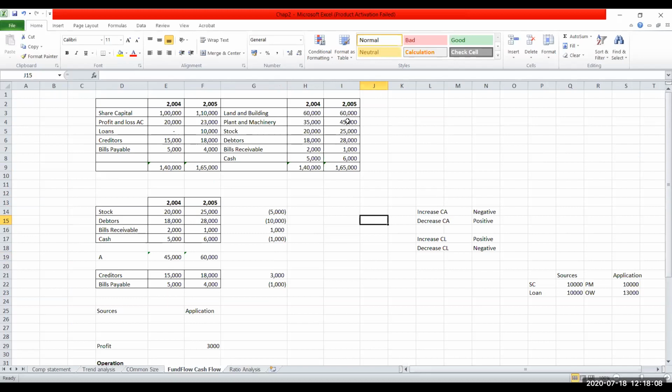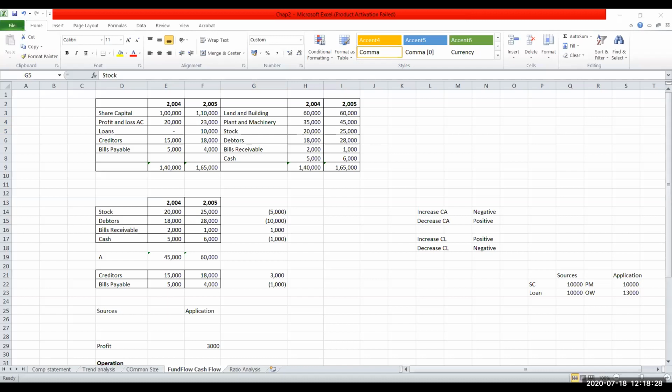Buildings it is same last year and this year. Plant and machinery it is increased. That means we paid some additional cash, 10,000 rupees we have paid, so that we have to take care. And stock we have, debtors we have, bills receivable and cash we have. So this is the balance sheet.